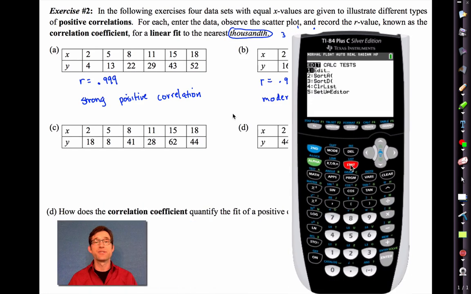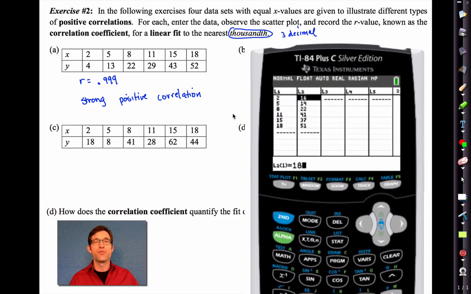Let's go back into our stat. Let's go back into edit. And let's change those y values again, or not the y values, but the L2 values. They are y values. So let's put in 18, 8, 41, 28, 62, and 44. All right, make sure those are all correct.